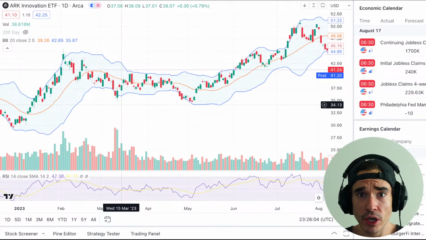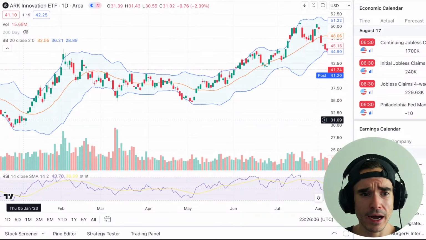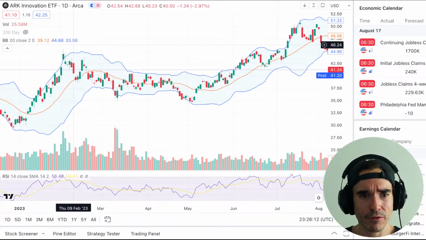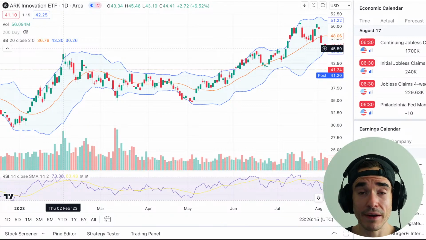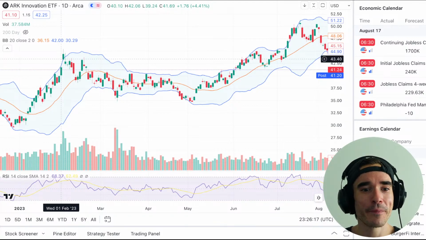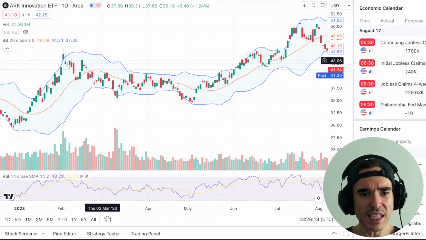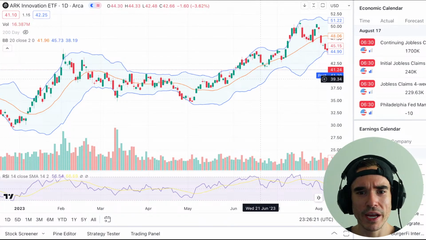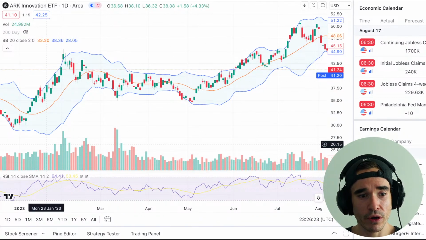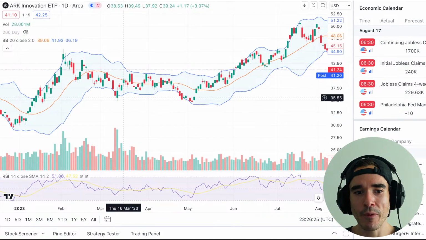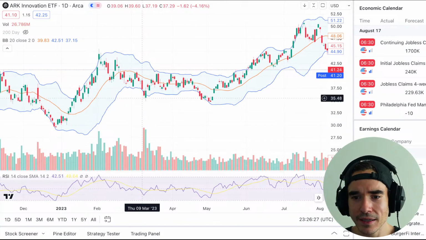So yeah, just looking at the ARK chart, if you owned ARK at the beginning of the year, you enjoyed this nice run up from like 30 to 45. That's quite a run up. And then we do have this great consolidation. We could have gone and tested 30 again, but we found great support at 35.